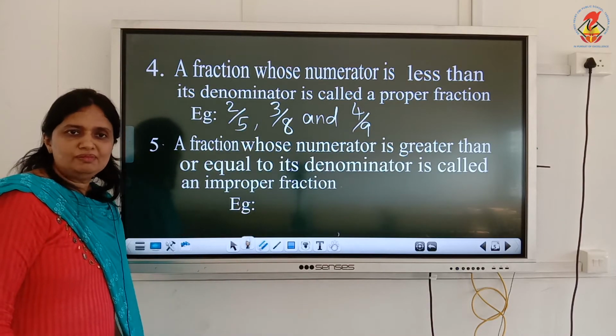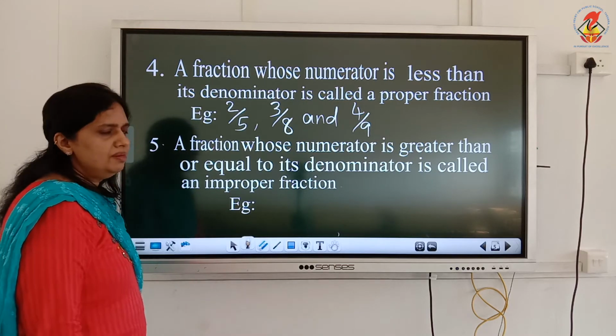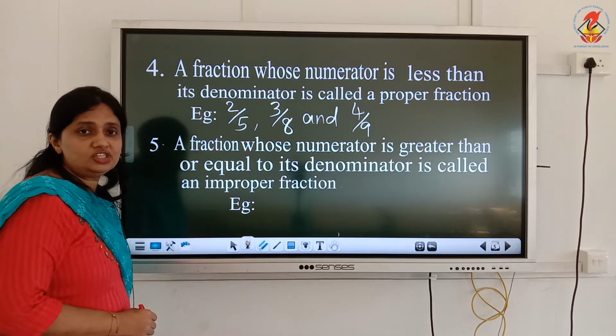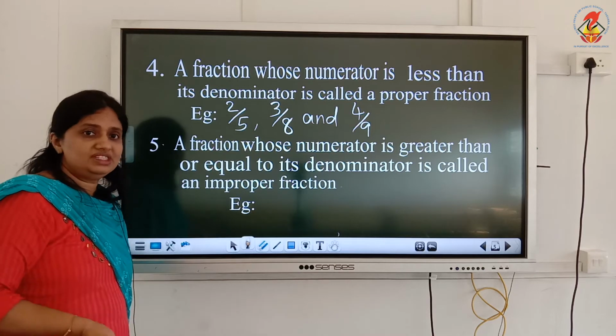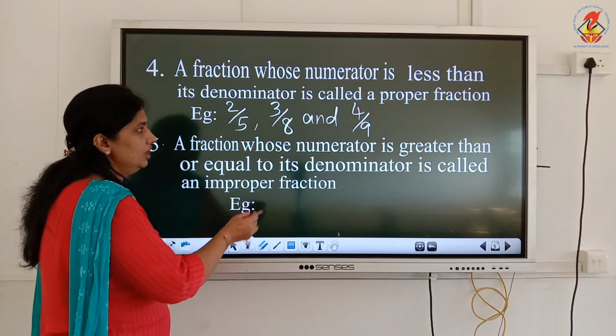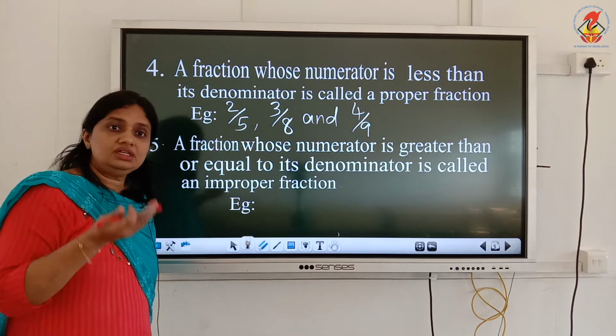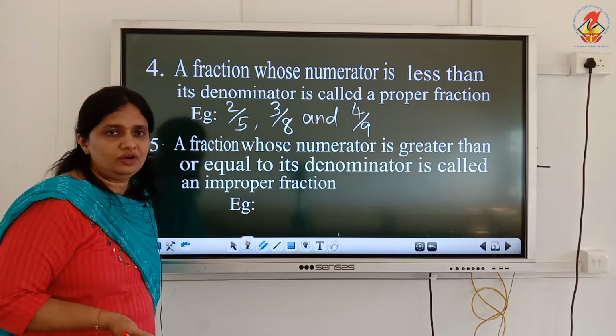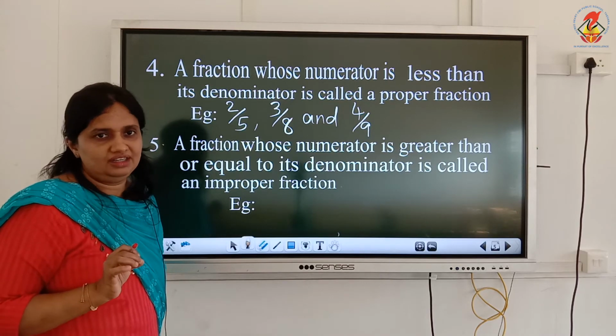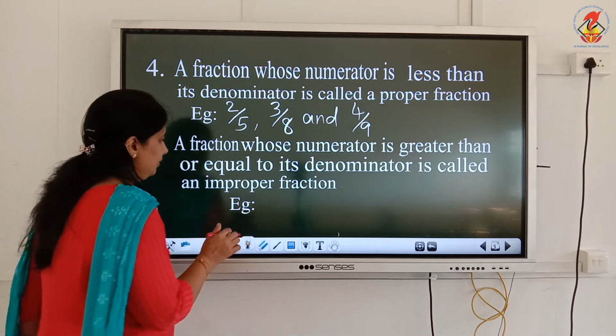That is called proper fraction only. But improper fractions are also there, the opposite of that. Improper means what? The numerator is greater than the denominator. That is called what? Improper. Not proper, right? Improper fraction only.